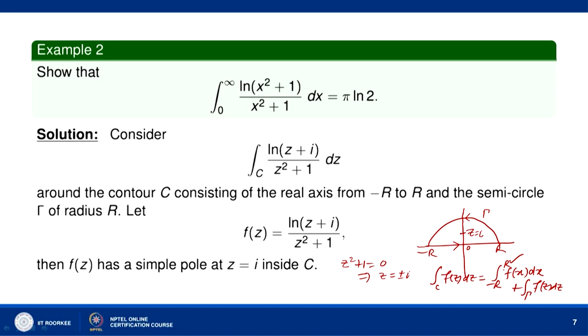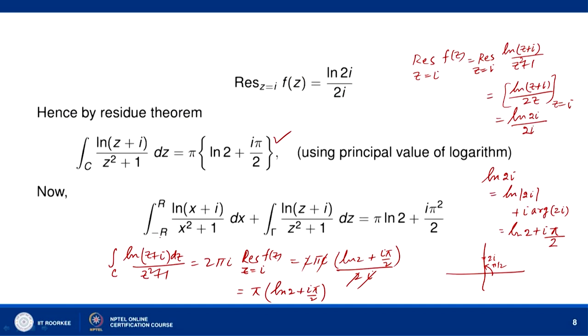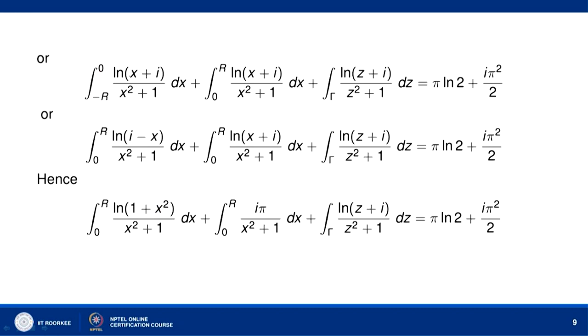Let us take R so large that the pole at z equal to i lies inside the contour. So by the residue theorem, the integral from minus R to R of (ln x plus i) over (x squared plus 1) dx, since we are moving along the x axis, plus the integral over gamma of (ln z plus i) over (z squared plus 1) dz equals pi ln 2 plus i pi squared by 2. When R goes to infinity, we shall show that the integral along gamma goes to 0, and this integral becomes the integral from minus infinity to infinity, which we break into two parts: minus R to 0 and 0 to R.